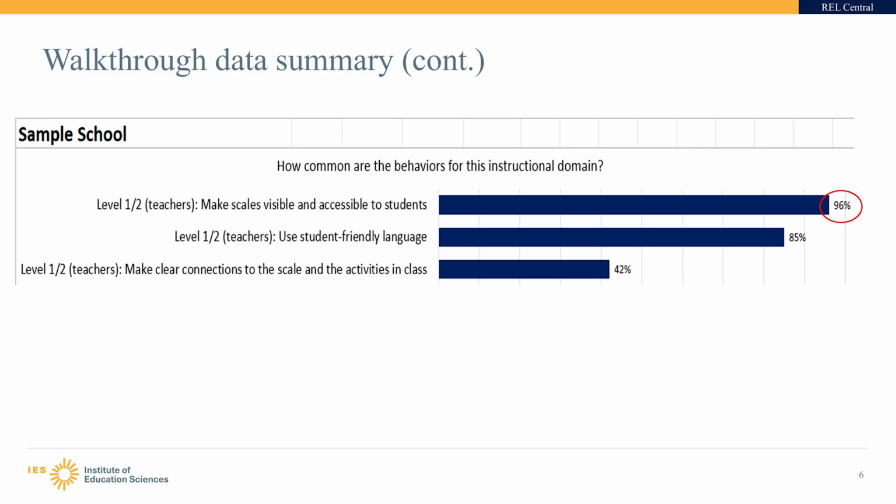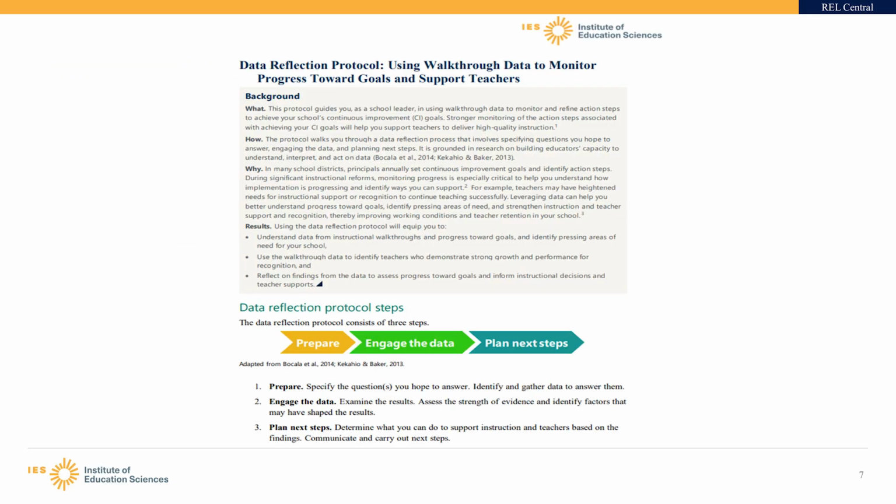Next, I'll talk about a resource to help principals connect the information in the walkthrough data summary to the continuous improvement action steps. The data reflection protocol provides detailed explanations for principals about how they can make this connection. The core of the protocol is focused on two main tables that you can cover in your conversations with principals.